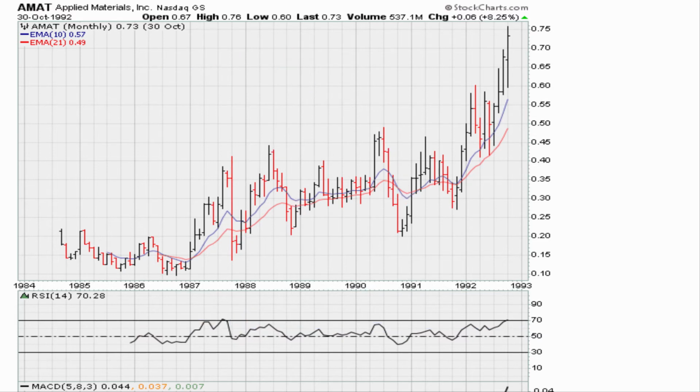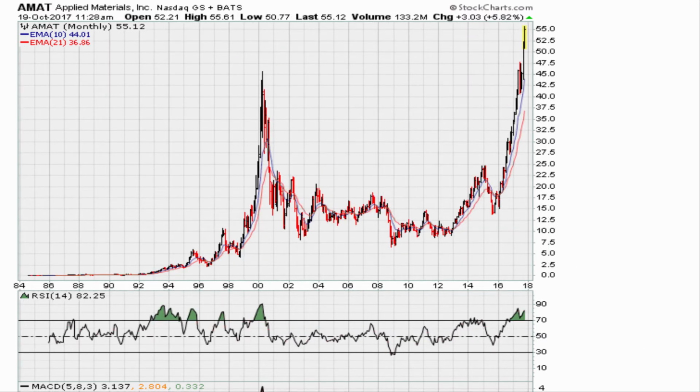So back to the main chart, and again back to the all data for AMAT, Applied Materials. I'm going to draw the line again, the 61.8 threshold.